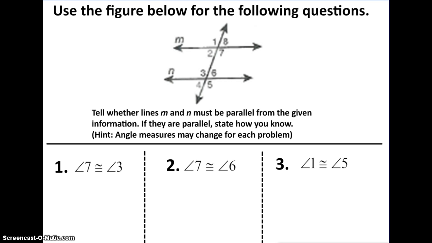So let's take a look at these two lines. It says we need to tell whether lines M and N are parallel given the following information. If they are parallel, we have to state how we know. We can't just say yes or no. We have to explain. So for problem number 1, we know angle 7 and angle 3 are congruent. We can say yes, the lines are parallel by the alternate interior angle theorem.